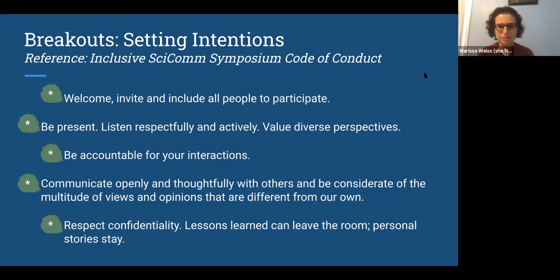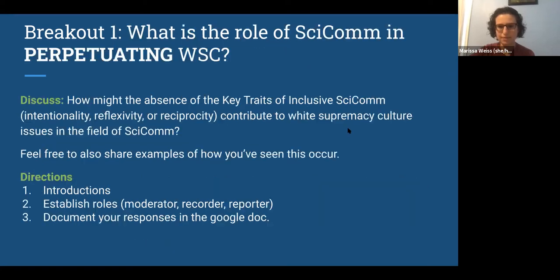So in our breakout rooms, we'll be welcoming, we will invite and include all people to participate. We will be present, we will listen respectfully and actively, and we will value diverse perspectives. We'll be accountable for our interactions. We'll communicate openly and thoughtfully, and we'll be considerate of opinions, even if they're different from our own views, even if we don't share those opinions ourselves. We will respect confidentiality. So lessons learned can leave the room, but stories stay within the breakout room.